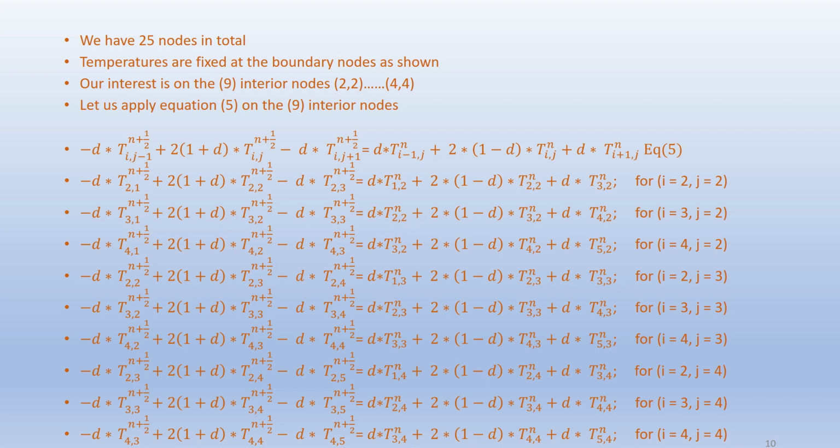Let us apply equation 5 on the 9 interior nodes, that is the first ADI time step, or the first half time step, of the ADI method. Accordingly, we get a set of equations as shown.